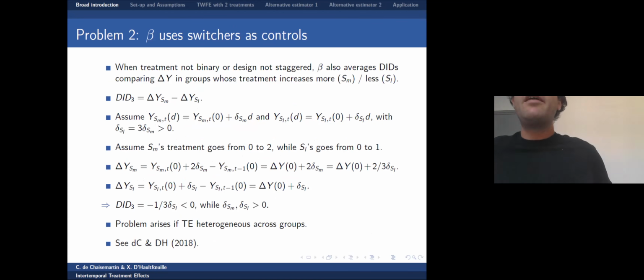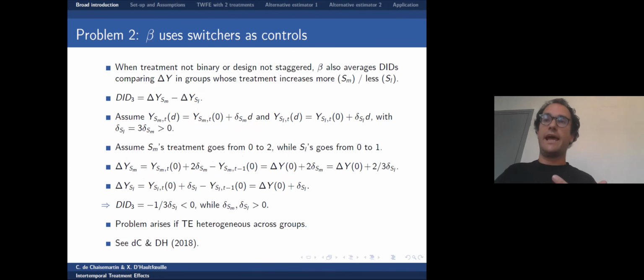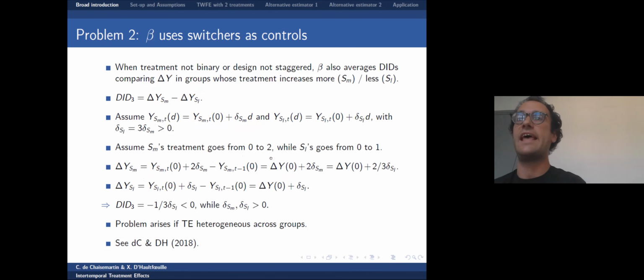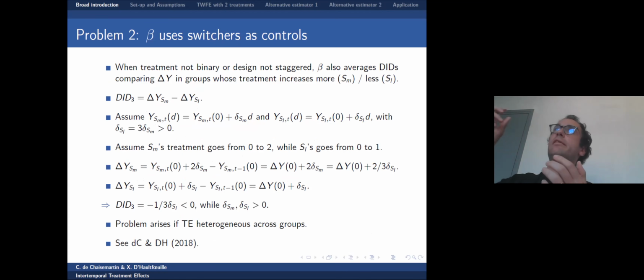Now, when the treatment is not binary or the design is not staggered, beta is going to make a second type of forbidden comparison. Essentially, it's going to compare the outcome evolution in groups whose treatment increases more and in groups whose treatment increases less. I'm going to denote those SM and SL, switching more, switching less. I may have a group going from 0 to 4 units of treatment, and I'm going to compare it to a group going from 0 to 2 units of treatment.